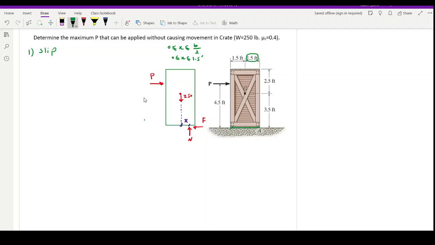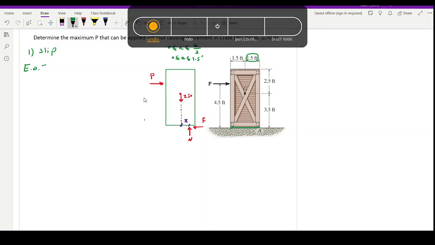Now we have to solve this and find all these unknowns. We have 1, 2, 3, and 4 unknowns. We have 3 equations of equilibrium and 1 friction equation. Therefore, we have 4 equations and we can use them. So to start with, we start with equations of equilibrium.